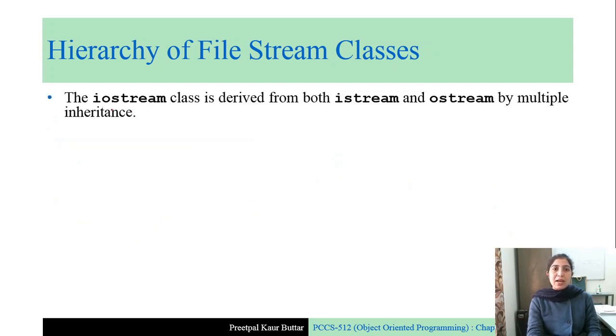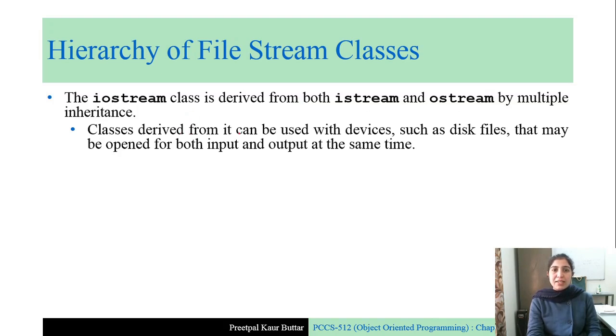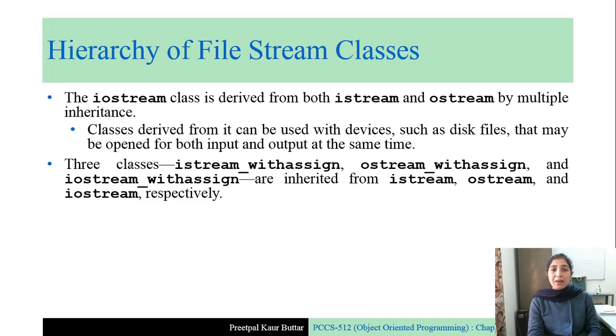Then another class iostream is derived from both istream and ostream through multiple inheritance. And the classes derived from it can be used with devices such as disk files that may be opened for both input and output at the same time. So iostream is able to handle both input and output at the same time. Then we have three more classes: istream_withassign, ostream_withassign, and iostream_withassign, which are inherited from istream, ostream, and iostream respectively.